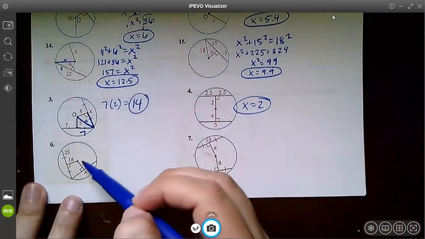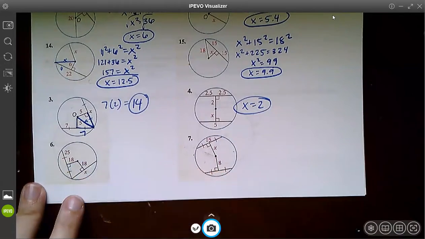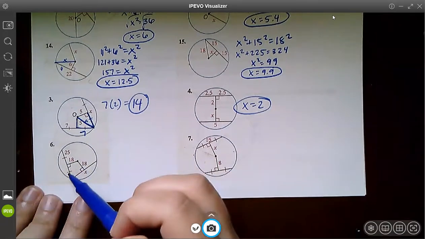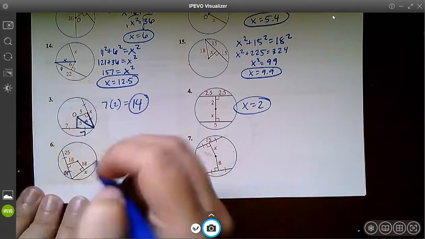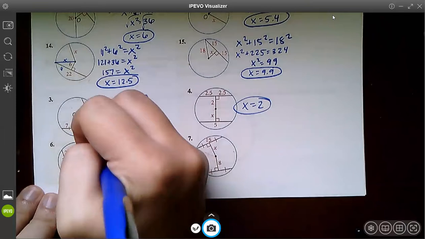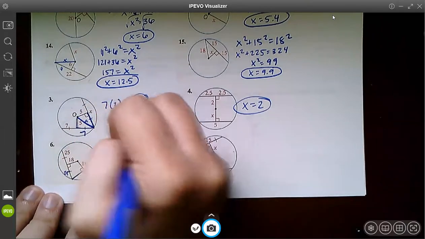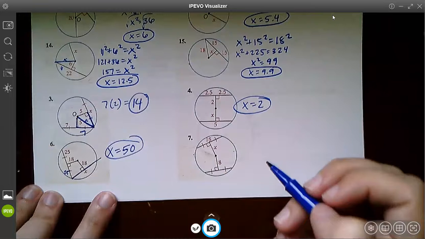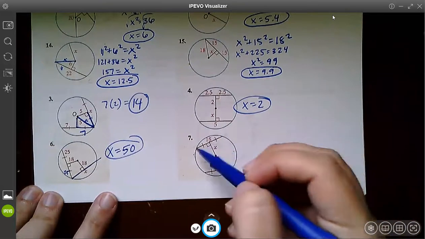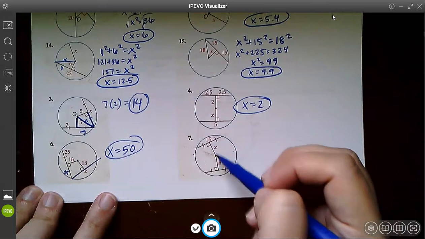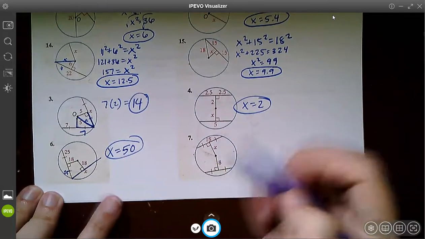Over here, because the distance from the center to the chord is equal, the perpendicular distance there, that means the chords are equal. So if this is 25 and that's congruent to that, that's also 25, which makes that whole chord x, or 50, twice that. And then here again, these are all marked congruent. So because these are congruent chords, they're equidistant from the chord to the center of the circle. So that is going to be 8.